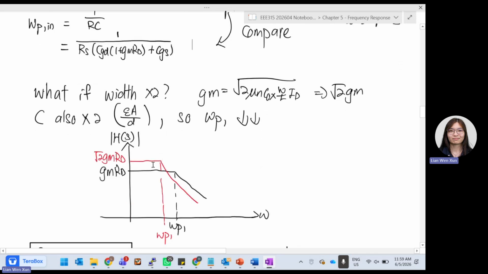Your bandwidth of the circuit might be reducing, because we say that it is the negative 3 dB bandwidth. So maybe initially the negative 3 dB happens at probably 100 kilohertz. Now it only happens at 50 kilohertz. It moved to the left-hand side a little bit already. So just remember, as we increase our gm, the frequency response might go to lower frequencies.